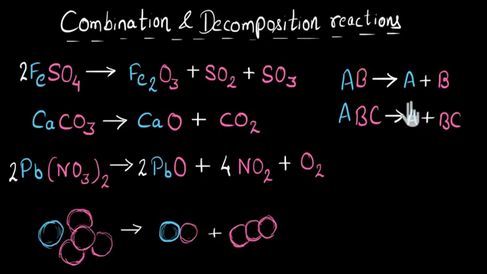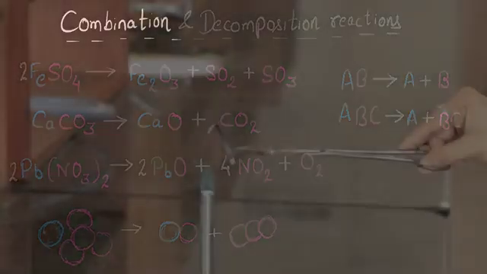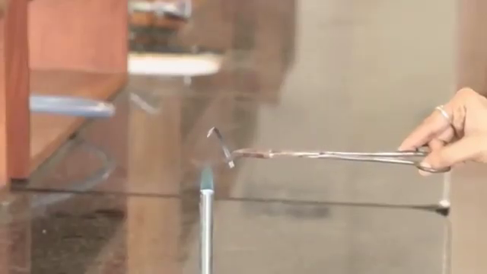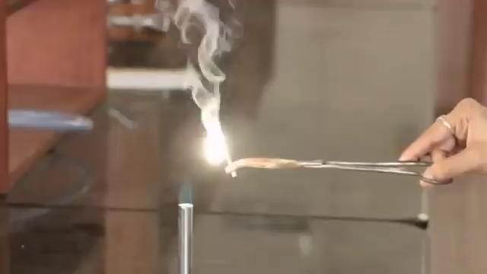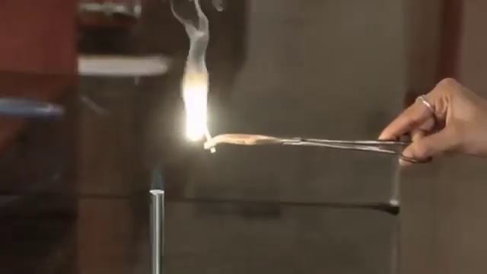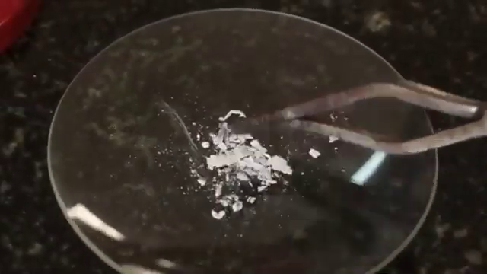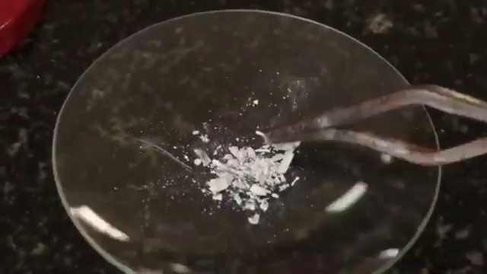So now that you know what is combination and decomposition and you understand the basic difference in their definition, let's look at the examples of combination in much more detail. So here I have a magnesium ribbon and I'm going to burn it. Now you can see that it burns with a dazzling white flame. In fact, there's a lot of light and heat energy given out. And after the reaction, we are left with a white powder. And this whole reaction is an example of combination reaction.